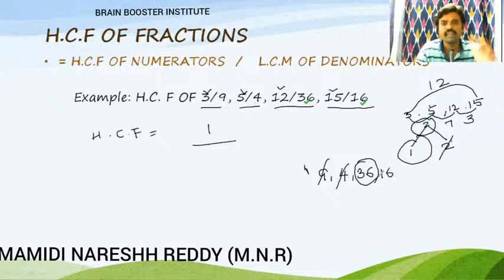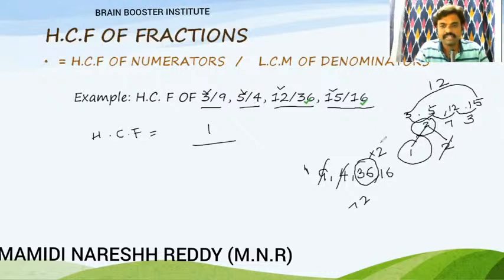So we need to see whether 36 and 16 are co-primes or not. Absolutely, they are not co-primes. So as these are not co-primes, we need to multiply by 2. 36 twos are 72. Is 72 a multiple of 16? No, it is not a multiple of 16. Why? Because 16 fours are 64, 16 fives are 80, so it is not a multiple of 16.